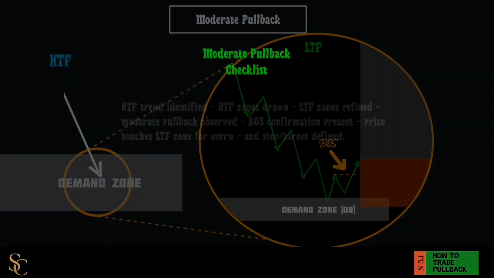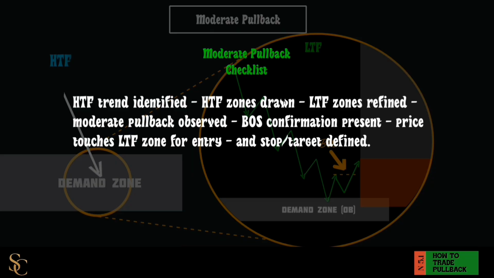Finally, follow a consistent checklist. HTF trend identified, HTF zones drawn, LTF zones refined, moderate pullback observed, BOS confirmation present, price touches LTF zone for entry, and stop target defined. Only take trades when all conditions are met.